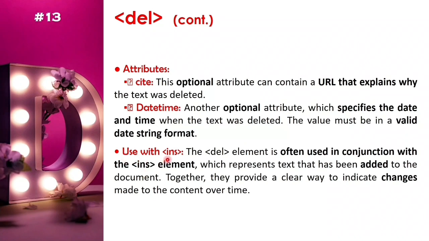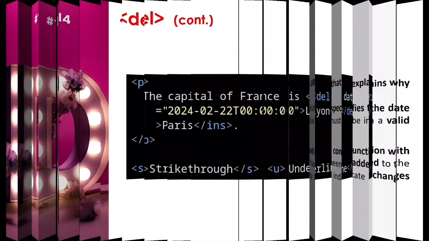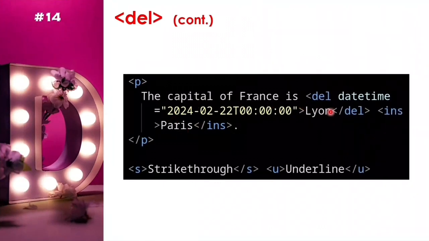The del element is often used in conjunction with the ins element. This is the exact opposite. Del is used to show that this piece of content is deleted, it's removed. But ins is used to show that this piece of content is newly inserted. Together, del and ins provide a clear way to indicate changes made to the content over time. So this is removed, this is newly inserted. Here I'm doing the same. The capital of Paris, France is Lyon. I wrapped Lyon inside a del, that's removed.